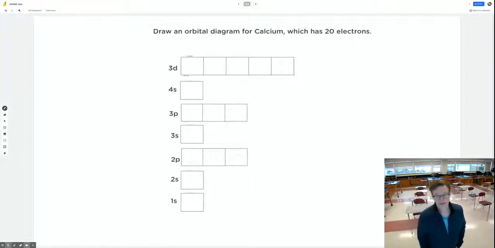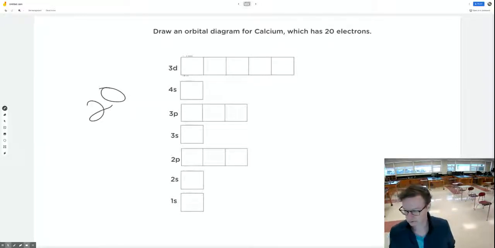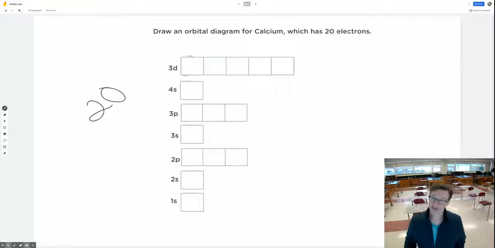Okay, draw the orbital diagram for calcium, which has 20 electrons. So we need 20 electrons. The orbital diagram means arrows. So we've got the boxes, the orbitals. Remember, each one of these orbitals can hold 2 electrons. We just have to follow the rules.